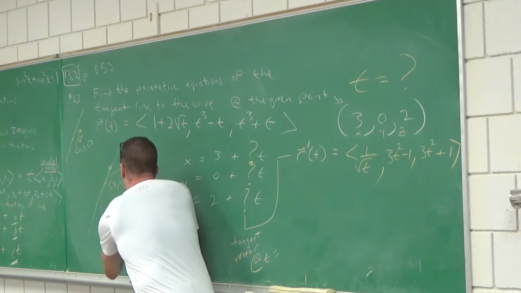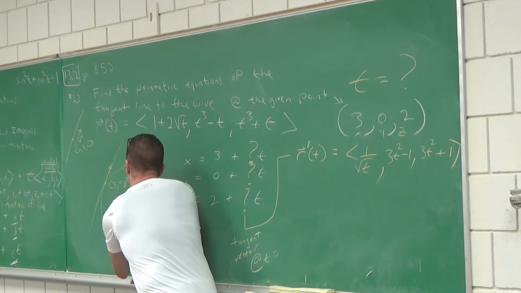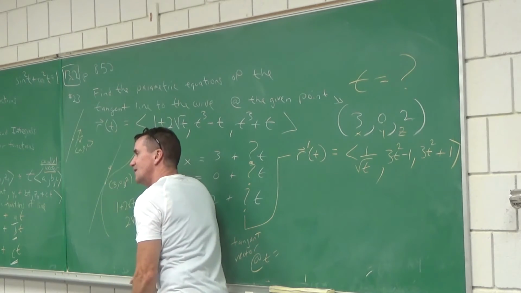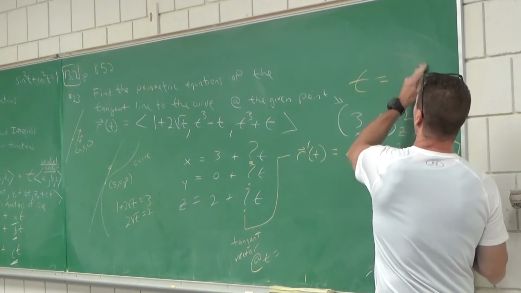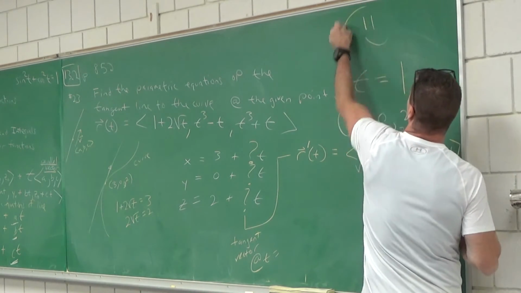I subtract the 1 on both sides. 2 squared of t equals 2. Do you know the t value? The mystery t value, t is equal to what? 1! That's what we're doing.